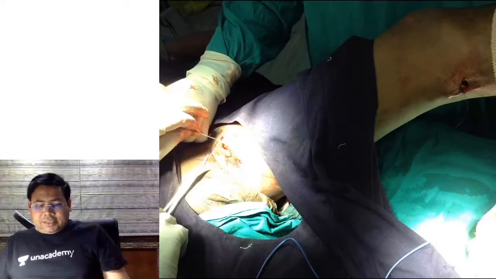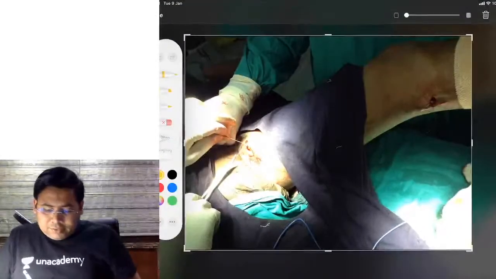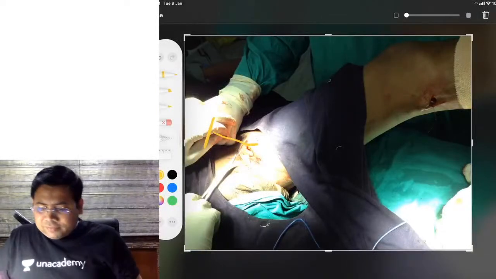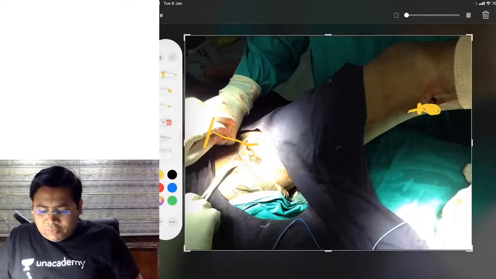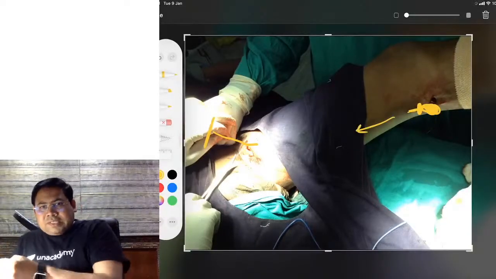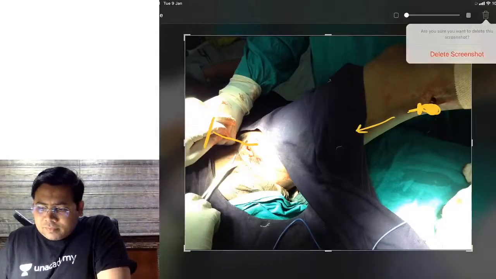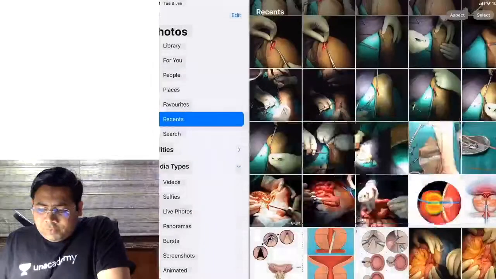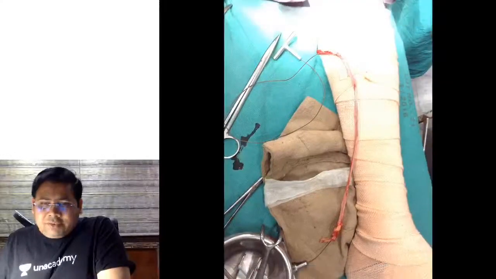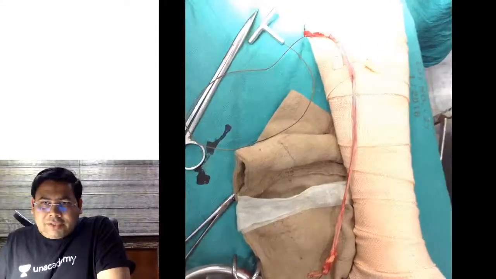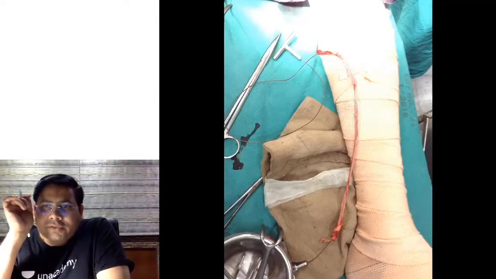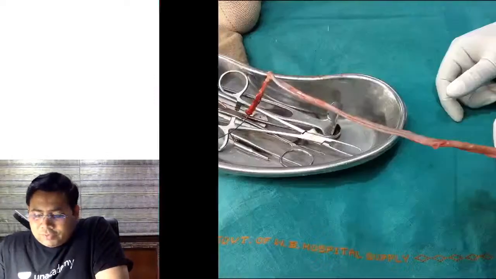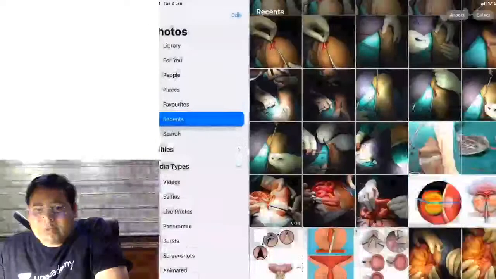Now just see what you are doing. This is the stripper here. This is the vein, and outside the vein you have a bobbin. So now when you pull it, this is a blind stripping. Just see, when you pull it, the entire vein comes out. Can you see the entire vein come? Since this is a blind stripping, that is why you have a risk of what? Avulsion. You have a risk of avulsion. Can you see? This is the vein that has come out.